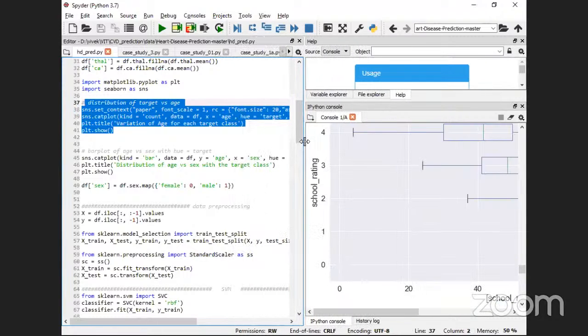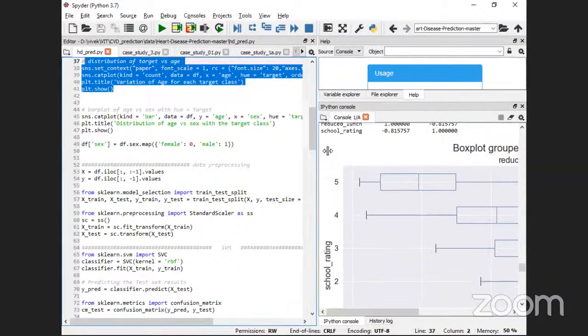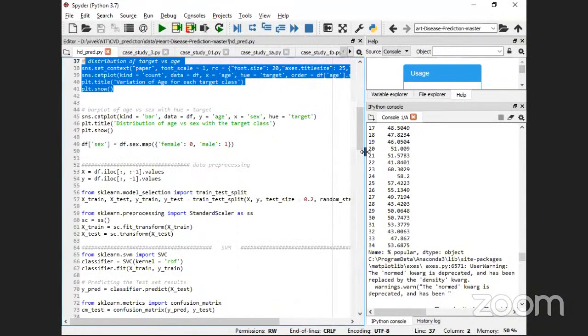Now further, we'll go for data pre-processing. Data pre-processing is used to remove any noisy values present in the data, or simply to say, prepare your data before you apply your analysis. So for that, we are going for data pre-processing.